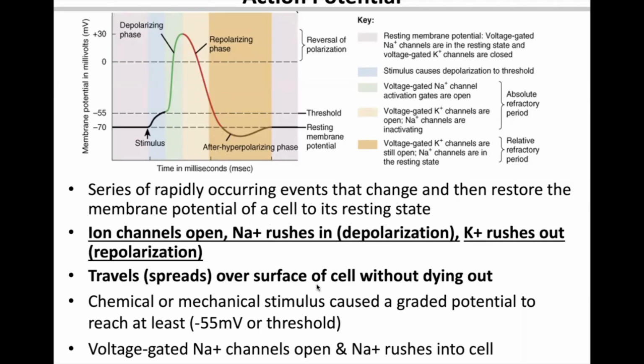It travels or spreads over the cell surface without dying out. So we are talking about this phase and again another phase, another phase, and another phase goes on continuously so that the impulse can travel from one distance to the other. And that's only possible if an action potential is created. Where is the action potential created? In the axon hillock.